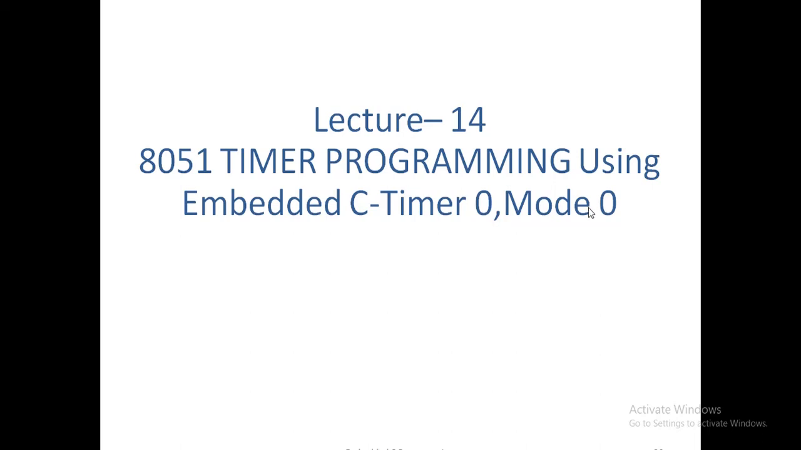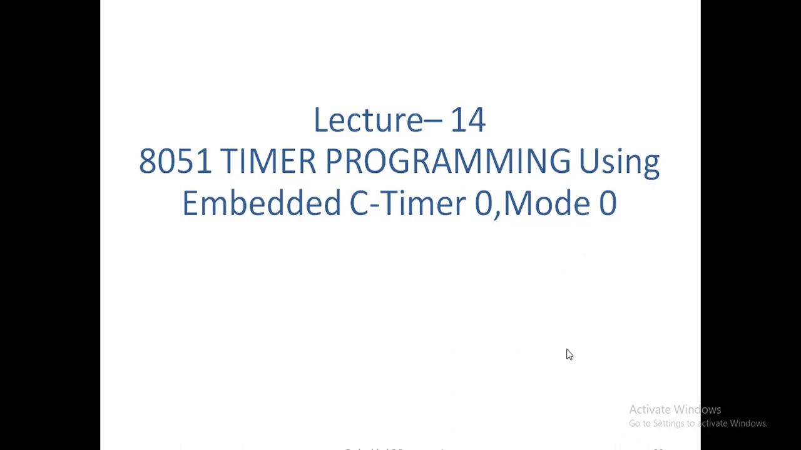Why? Because mode 0 is a 13-bit timer. There is a prescaler. For calculation, it is a little bit tough to configure or use this mode 0. That's why many people don't prefer mode 0. As well as mode 3, it is an 8-bit split timer mode. Many people do not use mode 3 also.